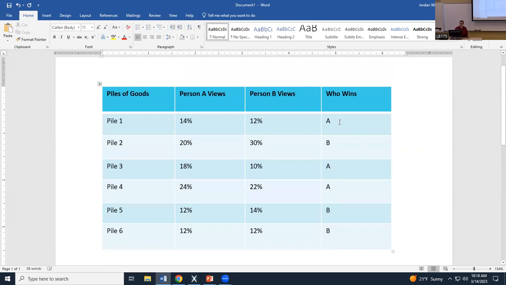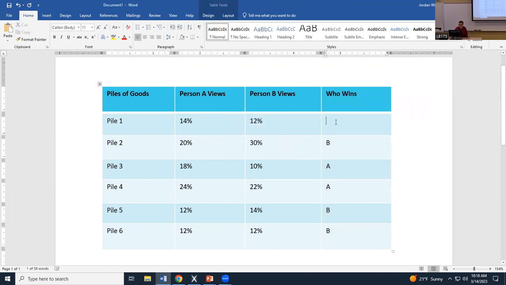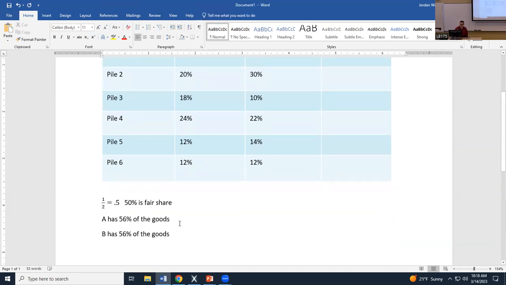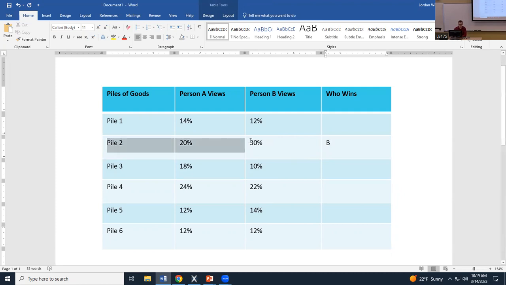Now, what would happen if B would start with the picking? So when A started with the picking, we were all right. Well, if B starts with the picking, B is going to pick the highest percentage that's available. So B is going to pick pile 2. Now pile 2 is out. Everybody see where I'm getting at?